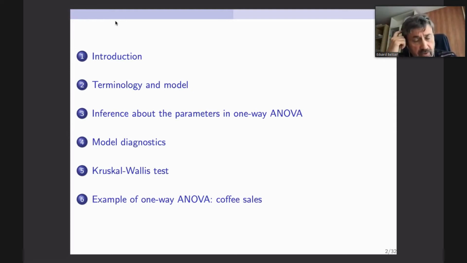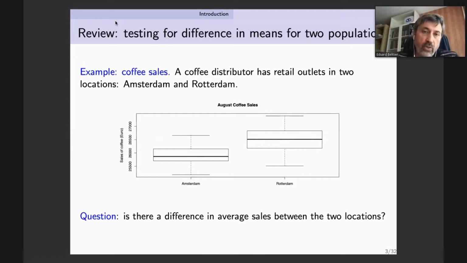So here are the six points of today's lecture. Okay, we start with an example. Just two coffee distributors in two locations, Amsterdam and Rotterdam, and we just collect the data which consists of sales. Okay. And then the question is, are they different or not? Does it matter whether you are selling coffee in Amsterdam or in Rotterdam? Okay, that's basically the question.